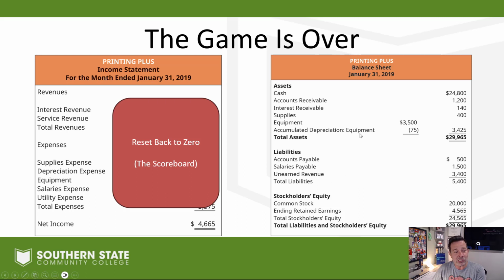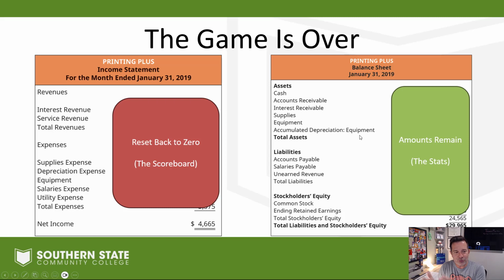Everything on the balance sheet remains. The stats remain. The cash, the accounts payable, the retained earnings, the equipment, all of those stay as they were in January. We don't reset them back to 0. All right? That makes sense?